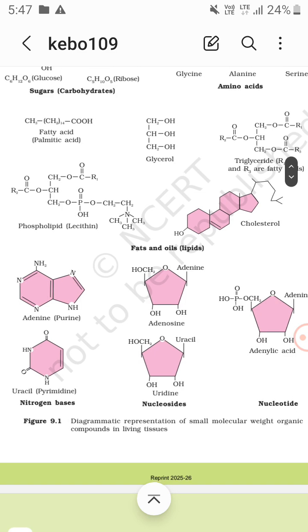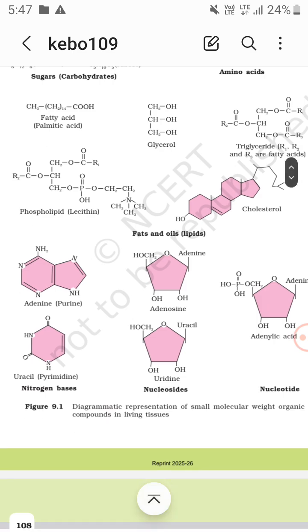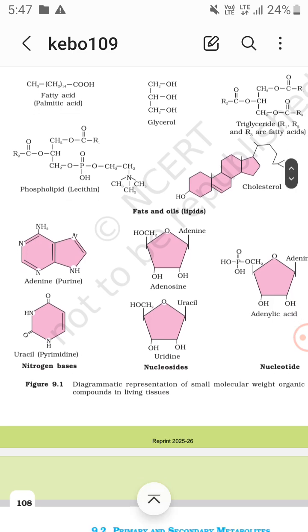Then phospholipid, it is an example, lecithin. Phospholipids are lipids that have phosphorus, a phosphorylated organic compound. You see there is N, CH3, CH3, CH3, this group, and R1, R2, these are the fatty acids. Now glycerol and phosphate are present, so four groups are present.